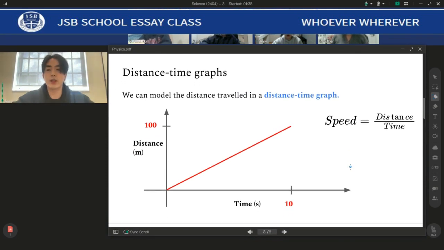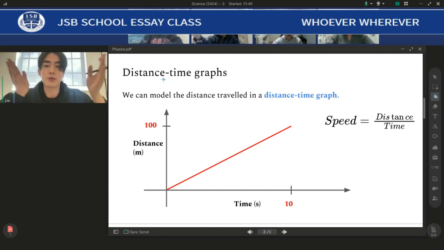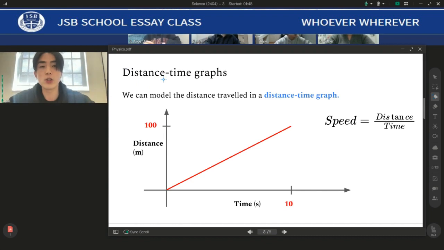Okay, so first things first, we're going to look at a distance time graph. Everyone know what distance is? Distance is how far it is. What units can we use for distance? We know meters, kilometers, all this different stuff. In physics, remember, we always use meters. Always meters.